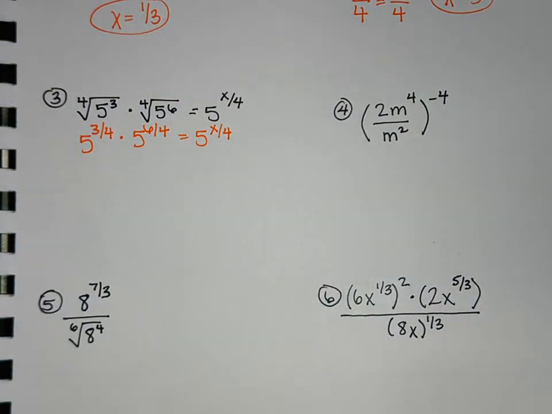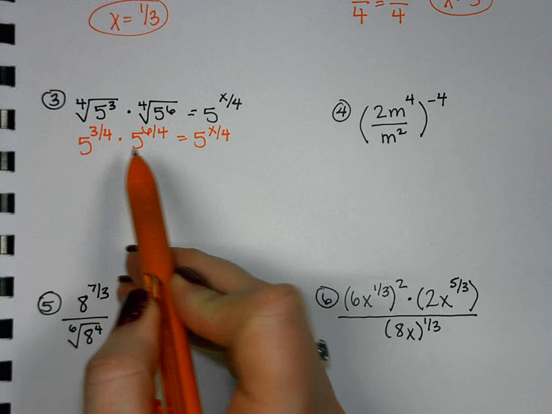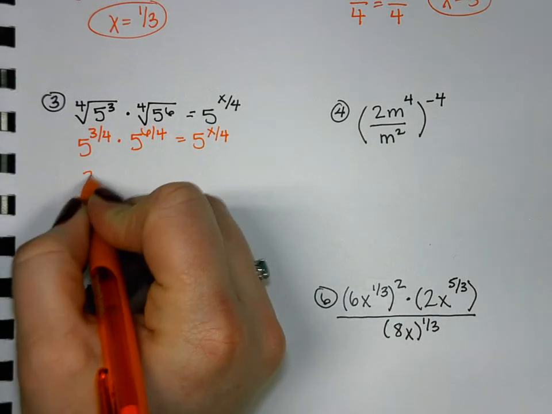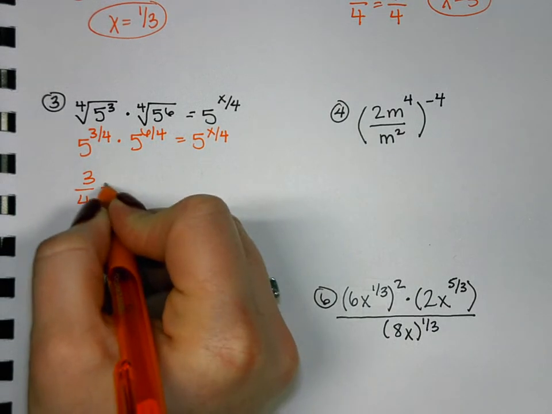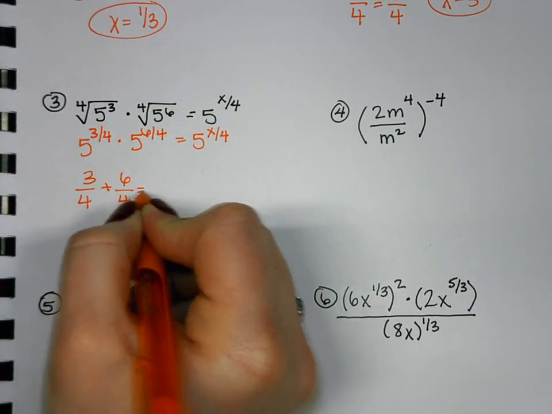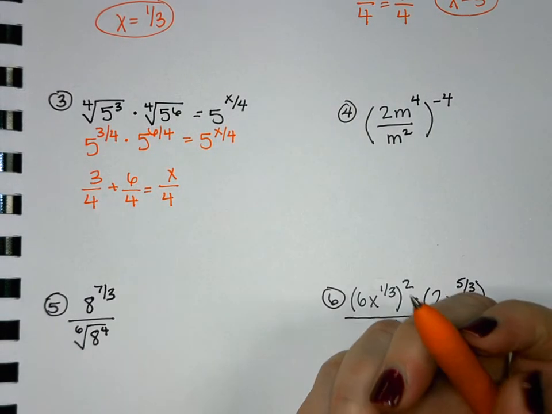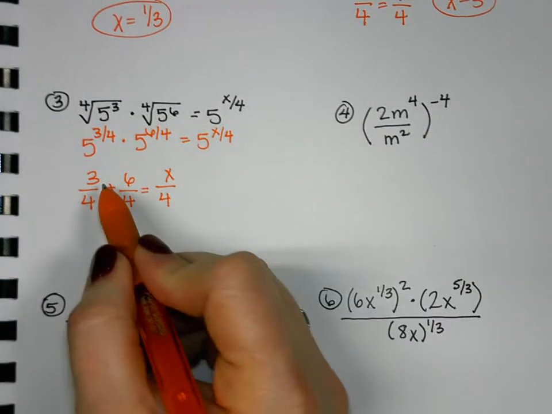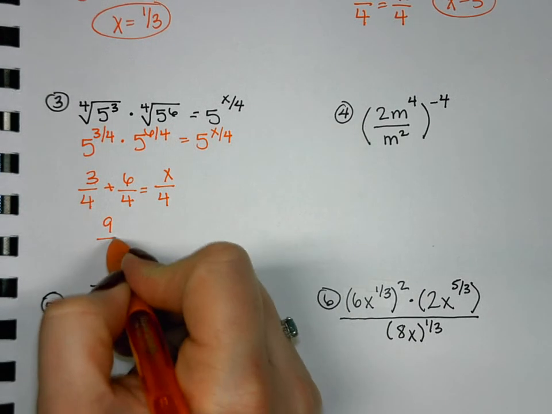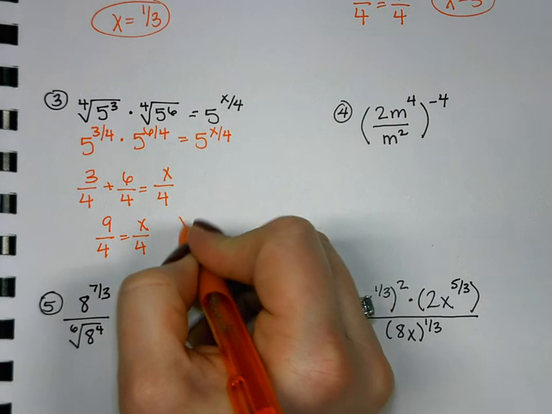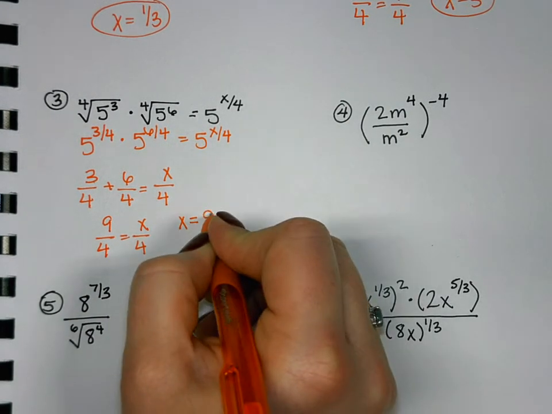So now it looks just like number 2. It started off looking like a radical. Now it looks just like number 2. So again, we're multiplying like bases, so the exponents get added together. So 3/4 plus 6/4 would have to equal our final answer exponent of x over 4. So 3 plus 6 is 9. So 9/4 equals x over 4. So what does x have to equal? 9.